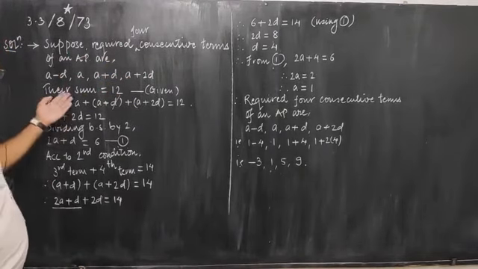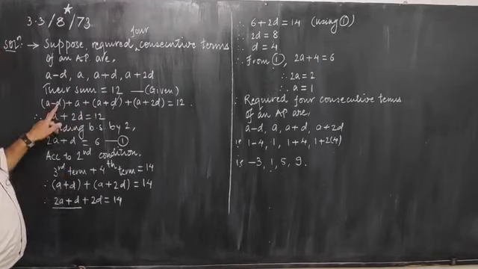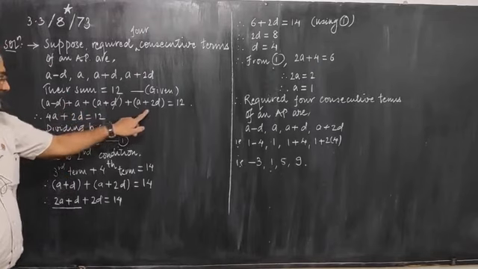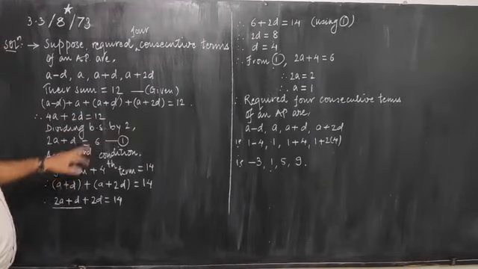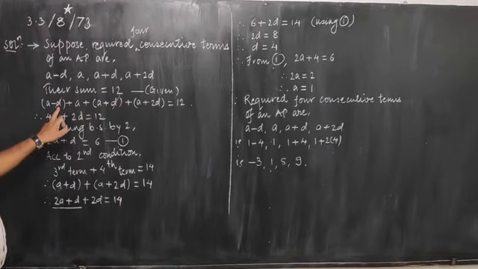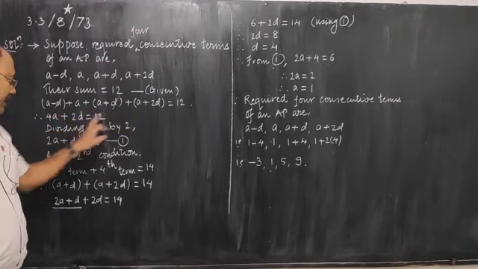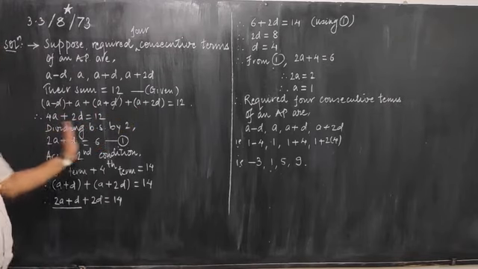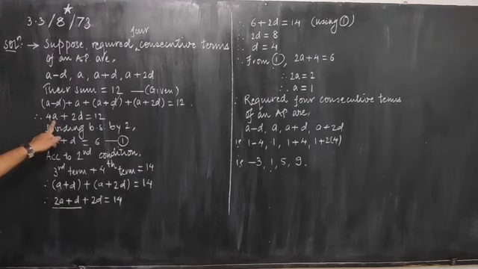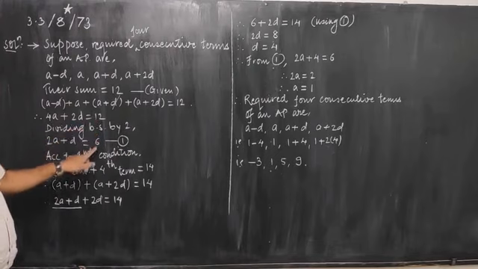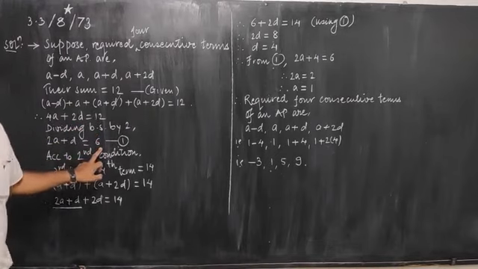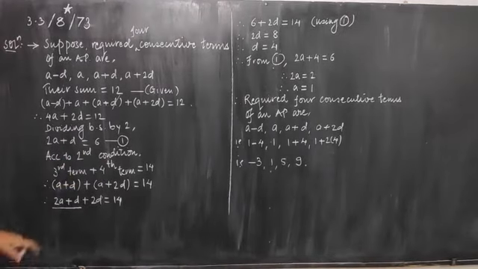Now the problem says their sum is 12. So first term plus second plus third plus fourth term, their sum is 12. Plus d and minus d, they cancel each other. What do you get? a plus a plus a plus a, that is 4a plus 2d is equal to 12. Divide both sides by 2. Here if you divide by 2, you get 2a. Here if you divide by 2, 2 cancels. 12 by 2 will be equal to 6. So you are getting 2a plus d is equal to 6. That is equation number 1.